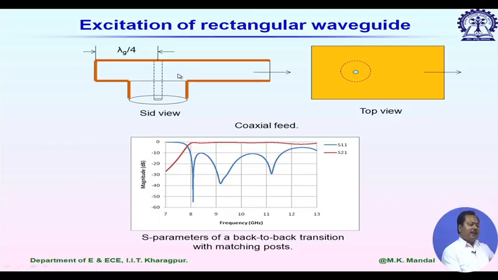We can improve the bandwidth by using some matching pin. So, simply we use some metallic via inside the rectangular waveguide for matching purposes to improve the input reflection coefficient, and in that way we can cover a single band of 40% bandwidth.